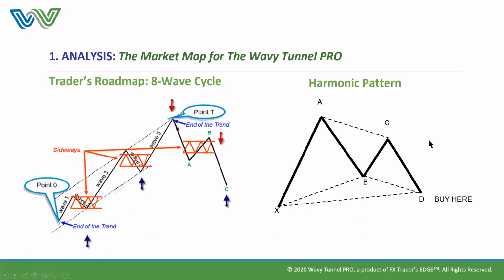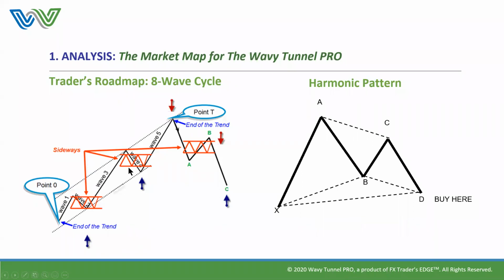I want to bring in harmonics now, and on the left we have our 8-wave cycle. Harmonics has a different nomenclature and emphasizes different Fibonacci ratios, but look at the basic harmonic pattern where we start with the X, and then we move up for the A, and then we have a B, C, D. So think of this as the 8-wave market cycle, where we have an XA as waves 1, 2, 3, 4, 5 for the trend. And then the BCD in harmonics can be the ABC in Elliott wave analysis.